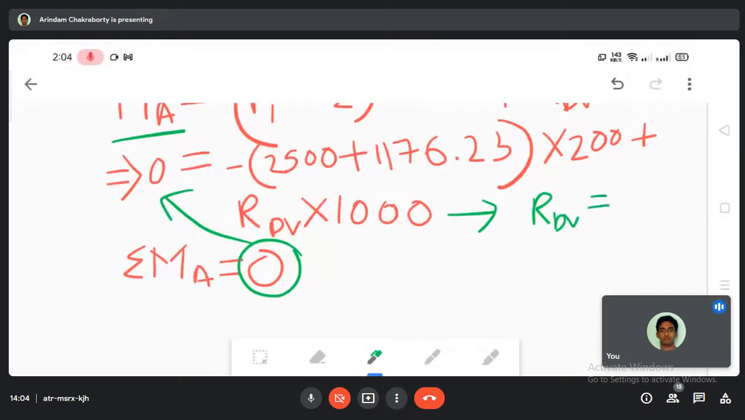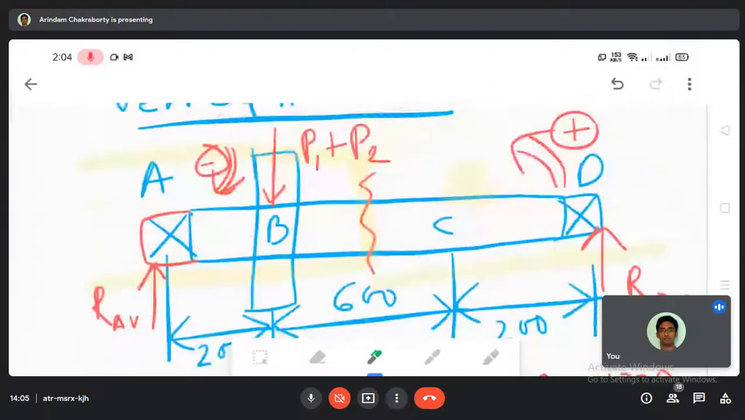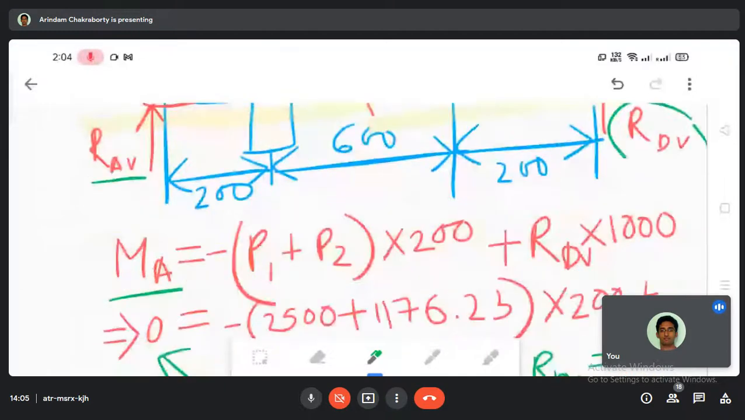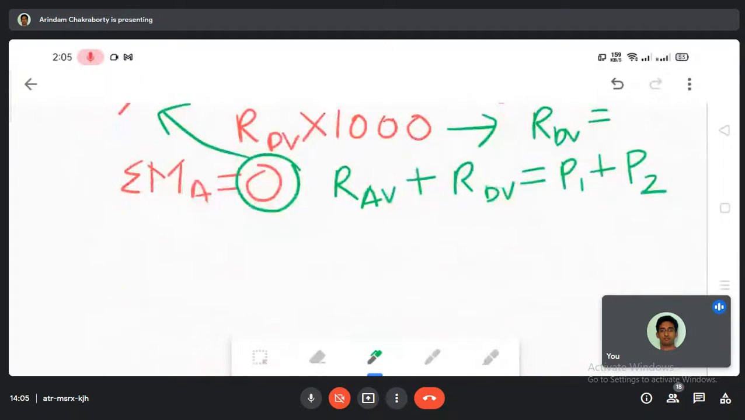Now similarly, according to the law of equilibrium, I can write RAB plus RDB is equal to P1 plus P2. Am I right or wrong? Can I write the summation of this thing and this thing is equal to this thing? Yes. So from the value I get over here, if I substitute over here, I can find out what is RAB.